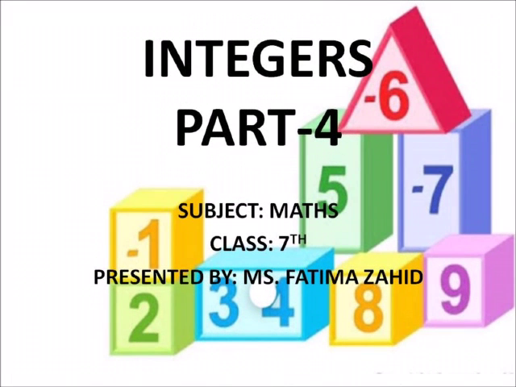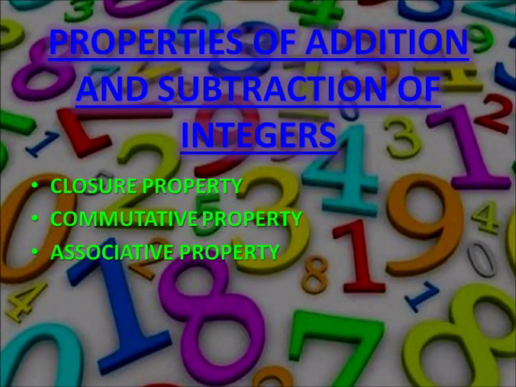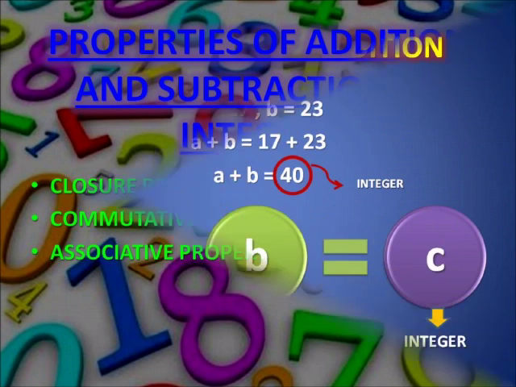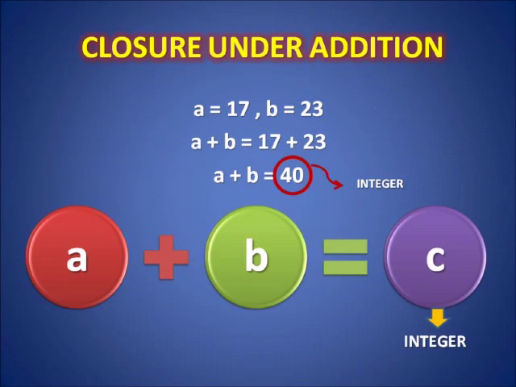Today's video is in continuation with the first chapter of your mathematics textbook, that is integers. This is my fourth video on this chapter. So we are going to start with properties of addition and subtraction of integers. Mainly there are three properties of addition and subtraction of integers, that is the closure property, the commutative property and the associative property. We are going to start with closure under addition.